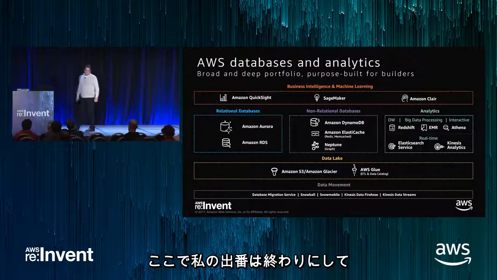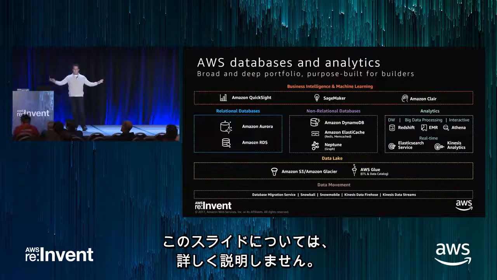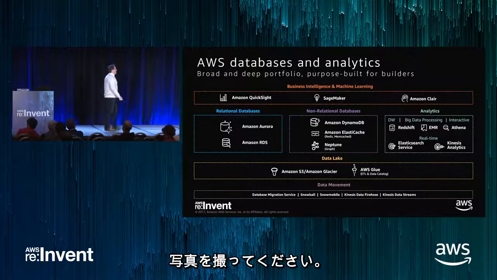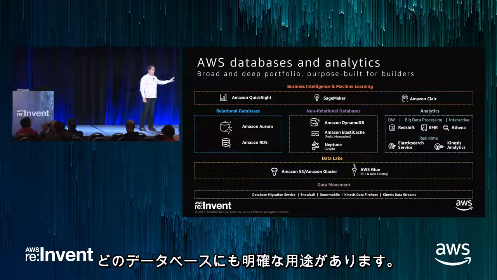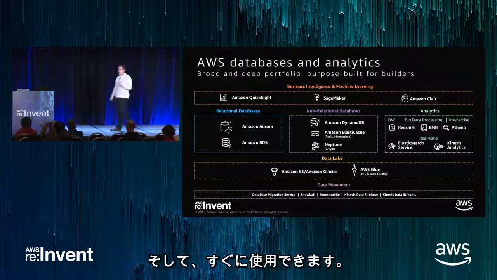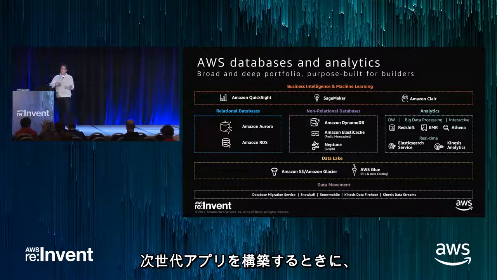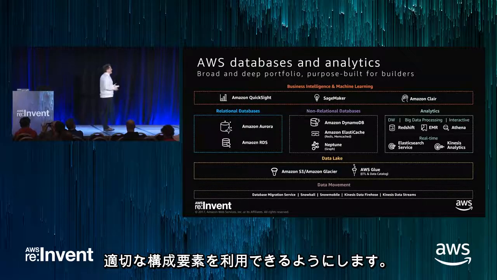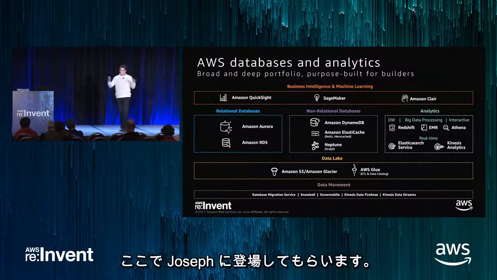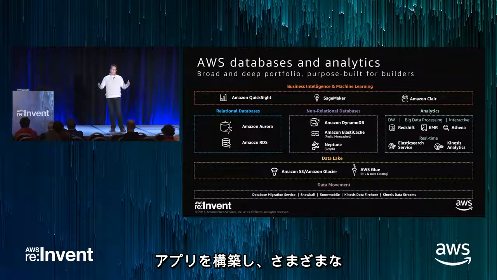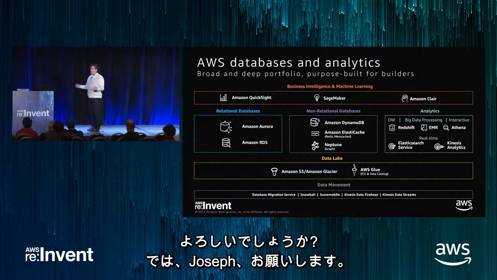So with that, I'll bring Joseph up here to show us a demo. I'm not going to go through this whole slide. I'll let you take pictures of it, but we've got a pretty awesome portfolio of building blocks. We like to believe every database up there has a purpose, and it's there for you. All these are fully managed APIs. As you think about building your next generation apps with different characteristics, we want to make sure we have the right building blocks for you. What we're going to do now is focus on the very center, the non-relational databases, and see what it's like constructing an app and using these different database services to solve different problems within an application. That sound good? All right.